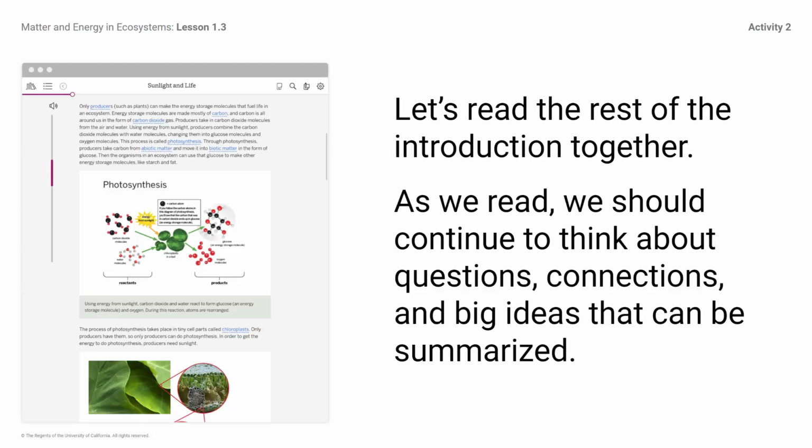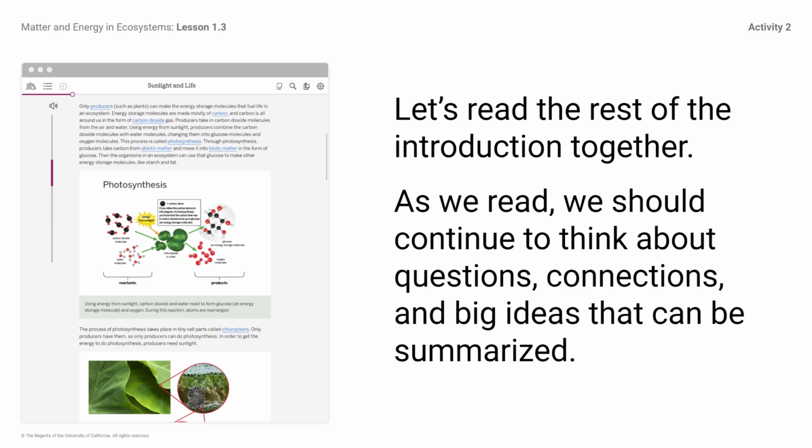Let's read the rest of the introduction together. As we read, we should continue to think about questions, connections, and big ideas that can be summarized. Only producers, such as plants, can make the energy storage molecules that fuel life in an ecosystem. Energy storage molecules are made mostly of carbon, and carbon is all around us in the form of carbon dioxide gas. Producers take in carbon dioxide molecules from the air and water. Using energy from sunlight, producers combine the carbon dioxide molecules with water molecules, and chain them into glucose molecules and oxygen molecules. This process is called photosynthesis.